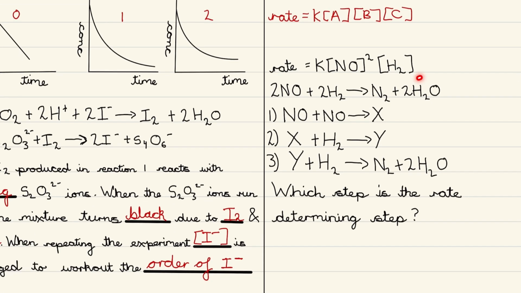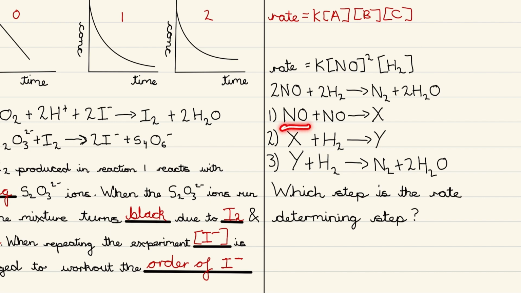And then here we're given the rate equation. We're told that the order of NO is 2. So that tells us that in the slowest step we're expecting 2 moles of NO. And the order of H2 is 1. So we're expecting 1 mole of H2.